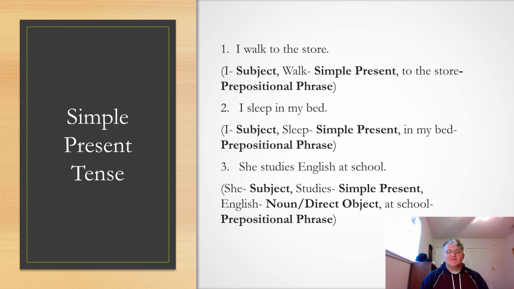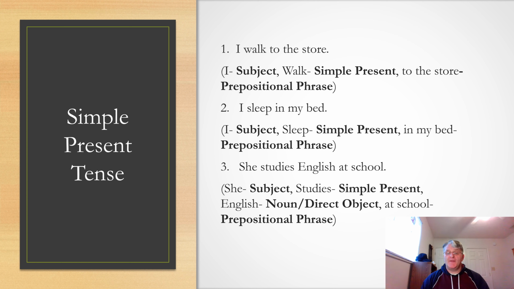So class, let's look at the breakdown of the simple present tense. So the sentence construction, looking at our first example here, I walk to the store. So we know from previous classes, I is our subject, walk is our simple present. So I walk. For you, it would be you walk, he, she, it walks, but here it's I, so I walk. To the store is our prepositional phrase.